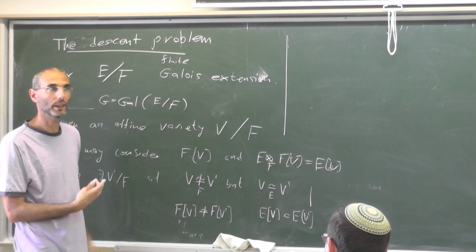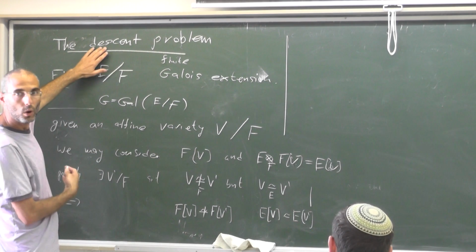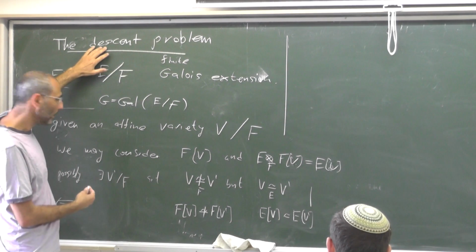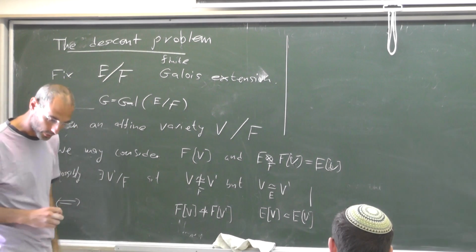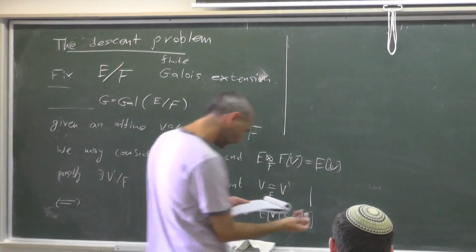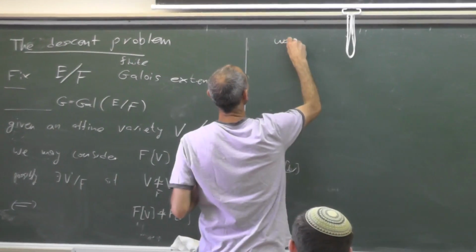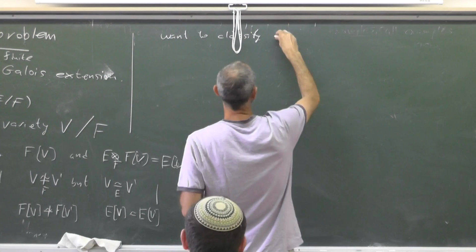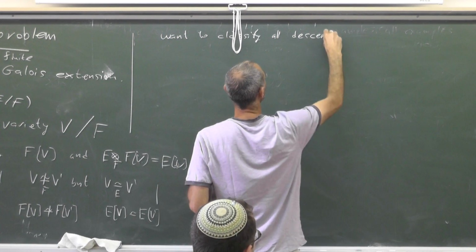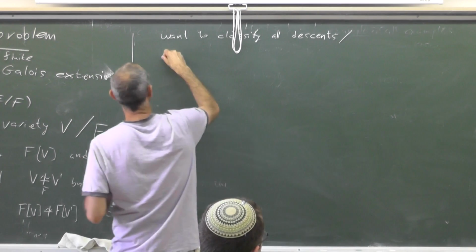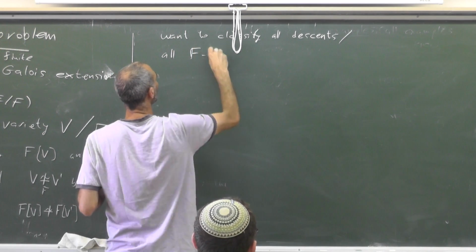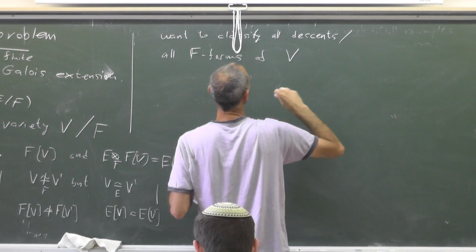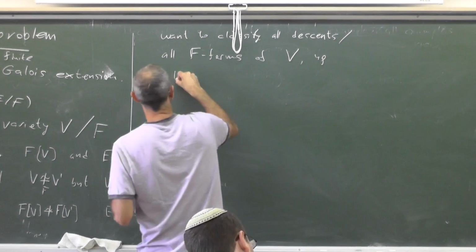I'm considering the problem of finding, now this is the descent problem, finding all F forms of a given variety up to F isomorphism. Okay, so this is the problem that we're seeking. So we want to classify all descents, or all F forms of V, up to F isomorphism.